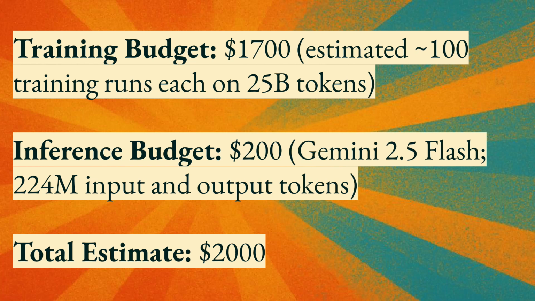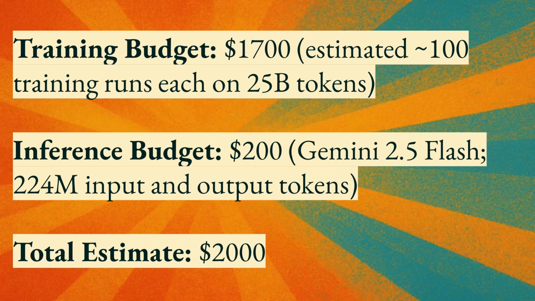And if I take my experience in the Tiny Hackathon, where I trained a 60 million parameter model for 20 epochs using an A100 GPU on Google Colab Pro, that was about 25 billion tokens across about 15 hours of compute, and that was a little over $10. So I'm expecting to do 100 of these training runs. So I'm expecting, conservatively, hopefully, the training budget to be $1,700.